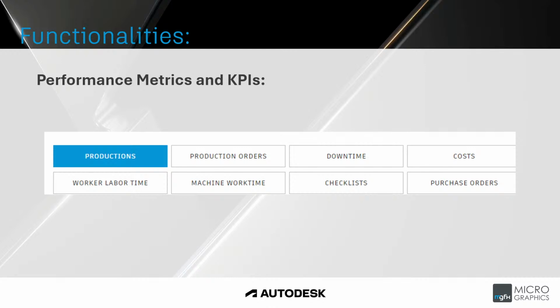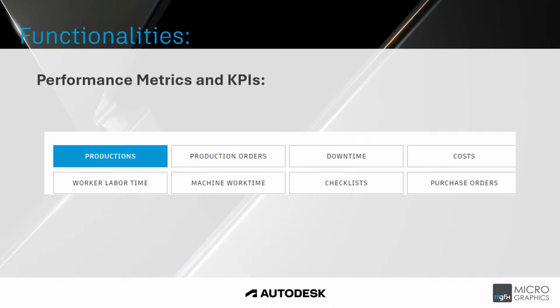Performance metrics and KPIs. Now, this is a core feature of the Fusion Operations Dashboard, and it has the ability to present key performance indicators, KPIs, metrics such as production output, financial performance, customer satisfaction, and operational efficiency, allowing managers to evaluate the performance of different business areas against strategic goals.